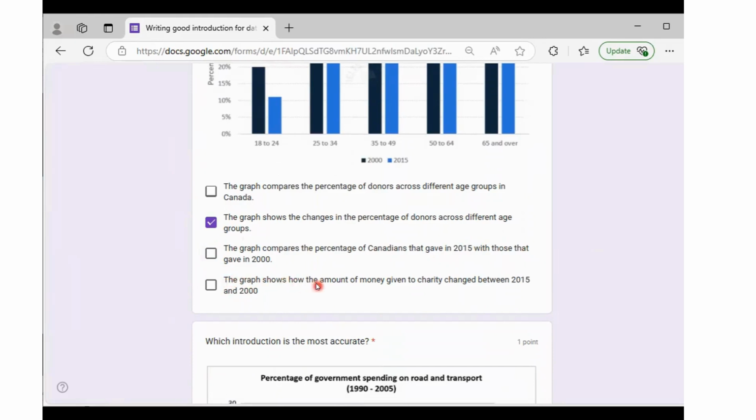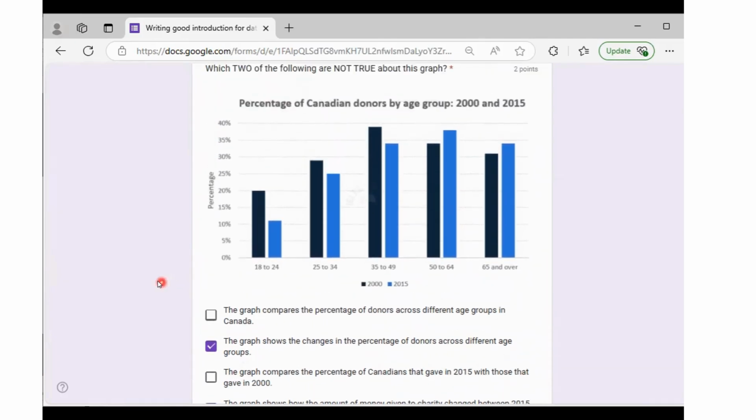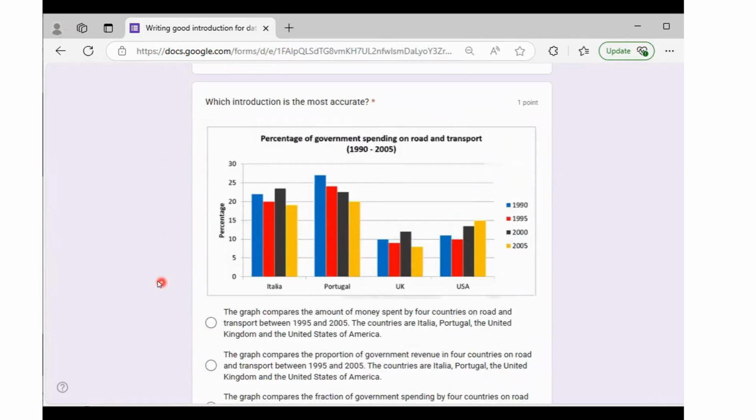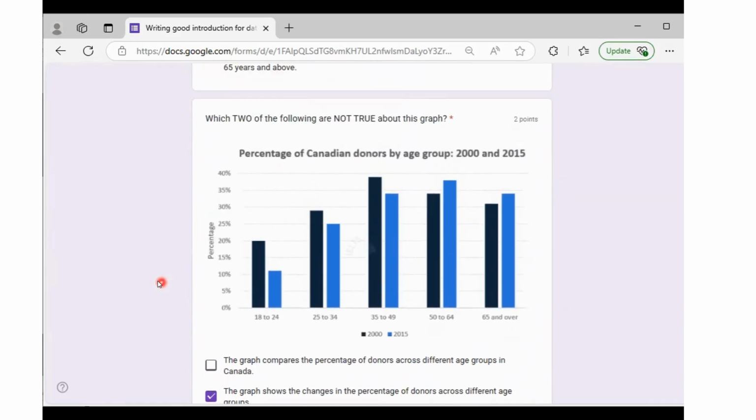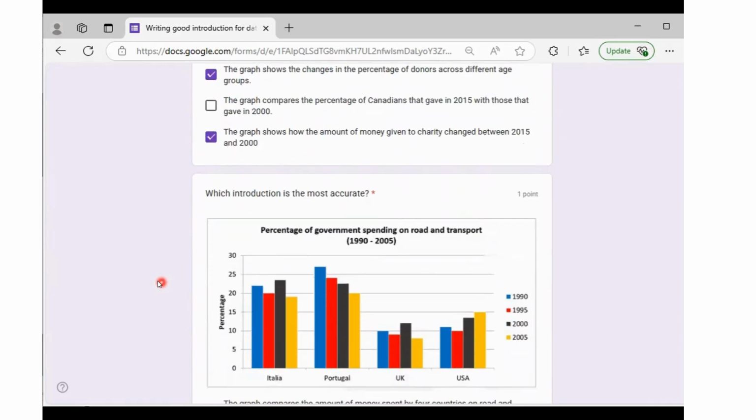The graph shows how the amount. No, it's not about amount. That graph is not about amount. So option B and option D are wrong. They are the ones that are faulty. Which two are not true? So option B and option D are not true.